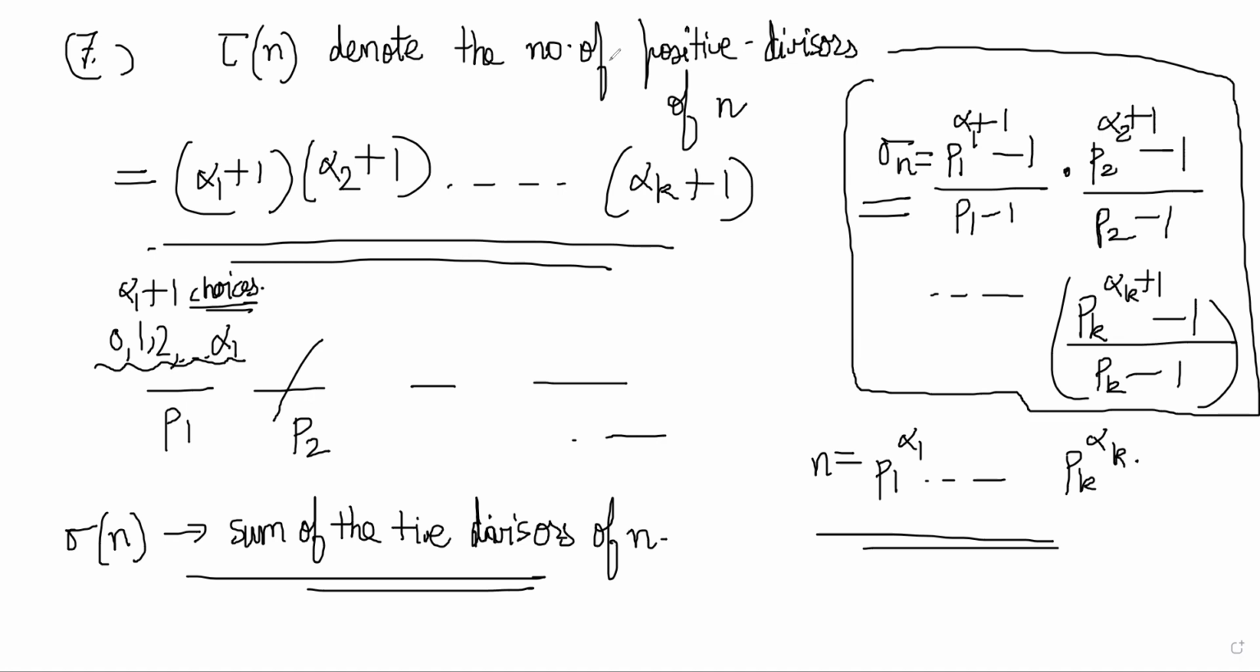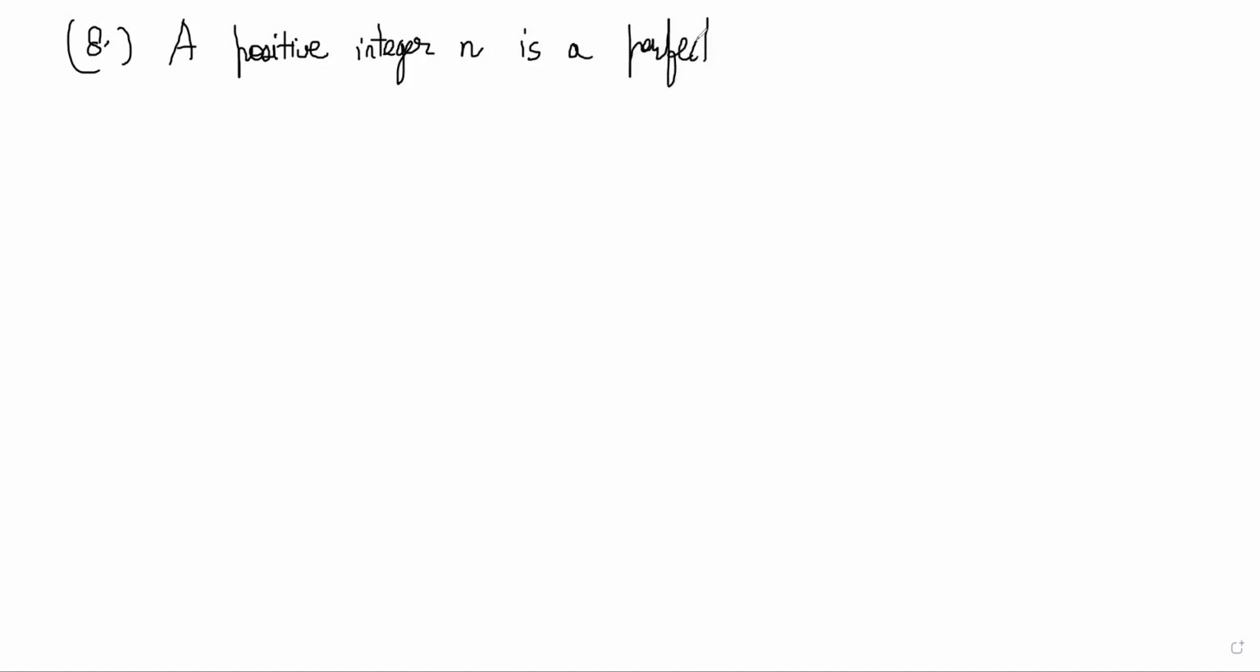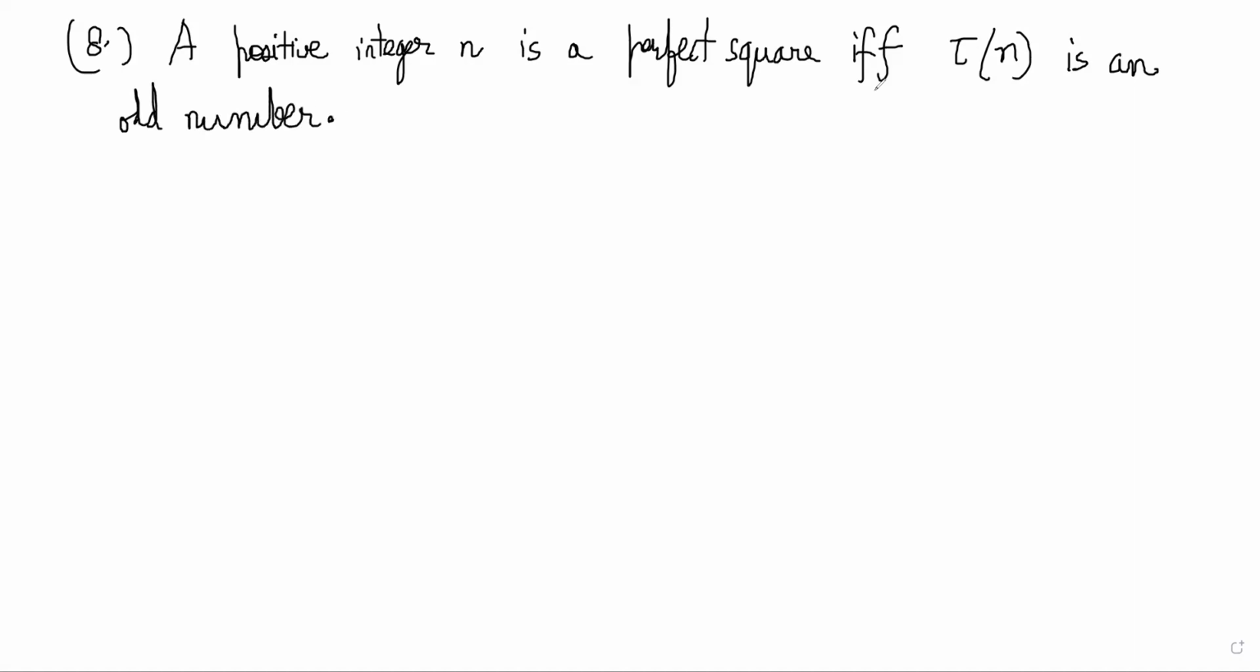Let's move on to the next statement, the next property for primes. So the next one is this one. A positive integer n is a perfect square if and only if tau of n is an odd number. What was tau of n? Tau of n was the number of positive divisors for n.